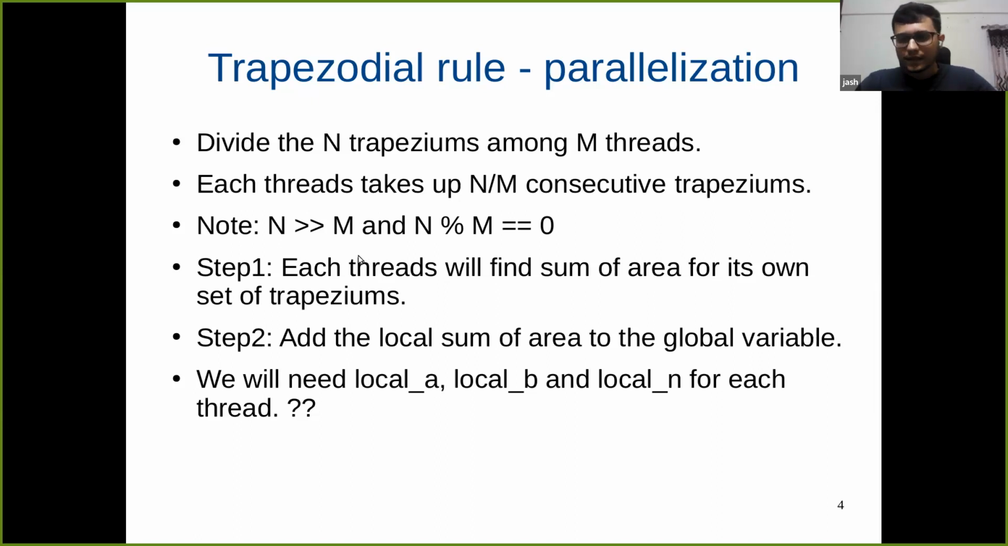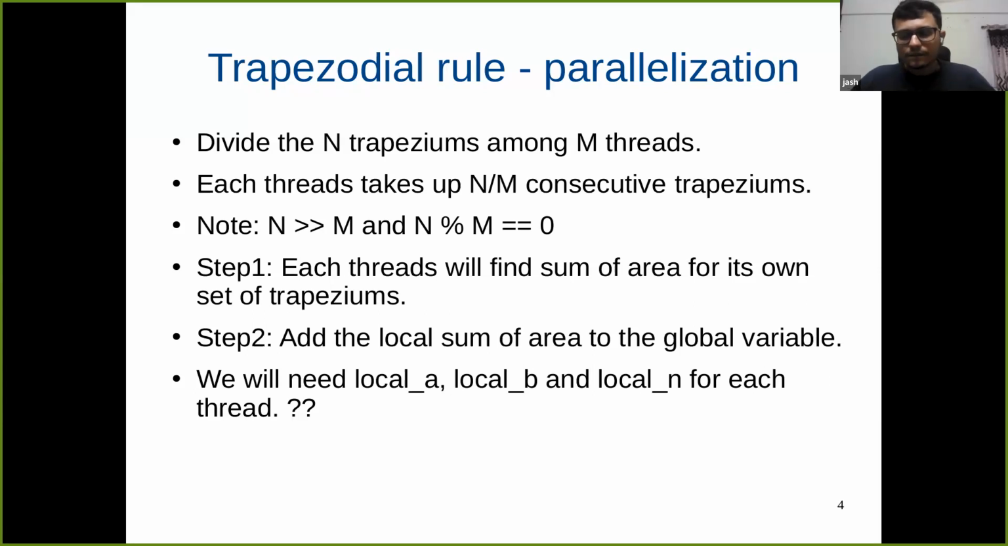And as we saw, our algorithm will be simple. Each thread will find the sum of the area of its own set of trapeziums, and at the end they'll add all this area. So they'll hold that sum value in a local variable, that is the local sum, and they'll add it to the global variable later, and the value inside the global variable is the final result, the final area under the curve. So far so good, right? Any questions? Okay, so far so good.